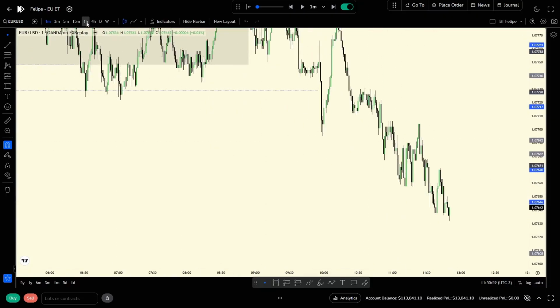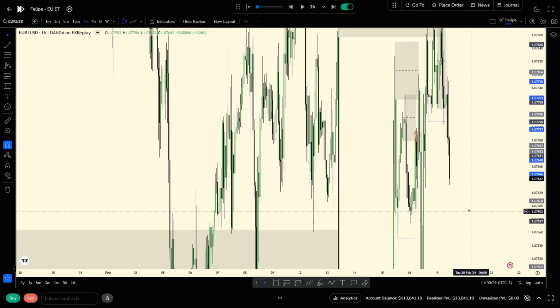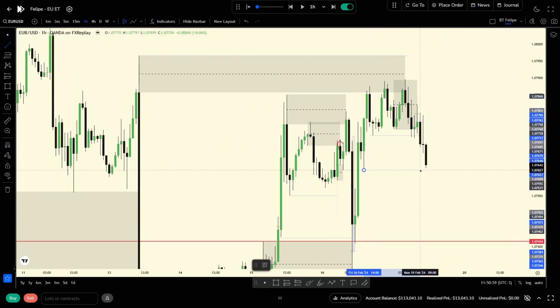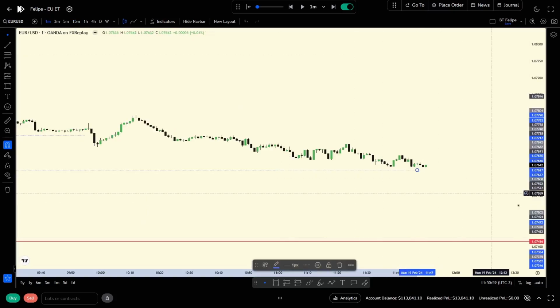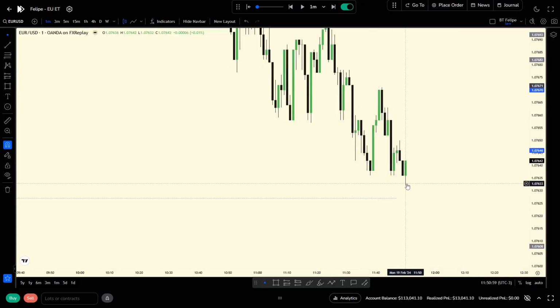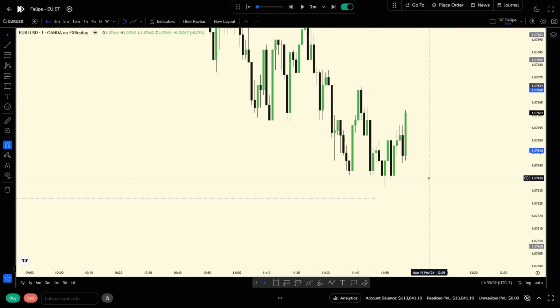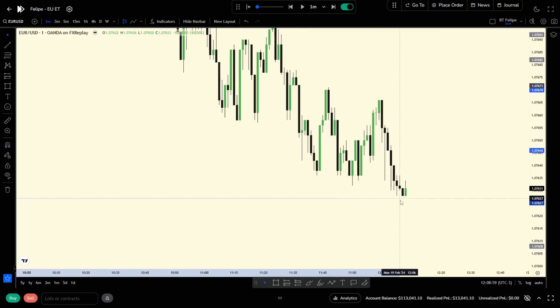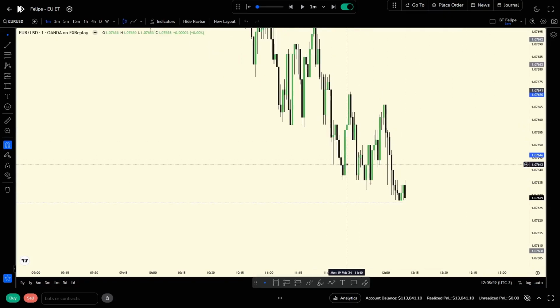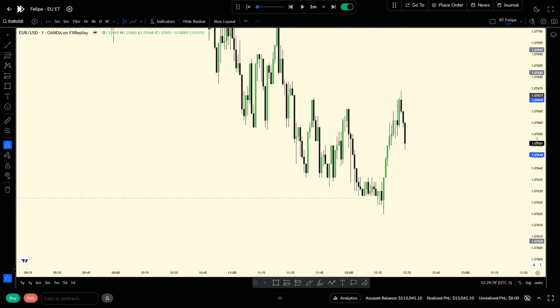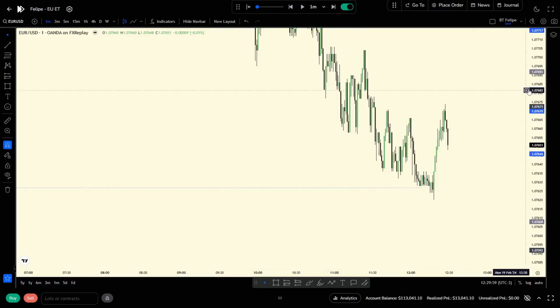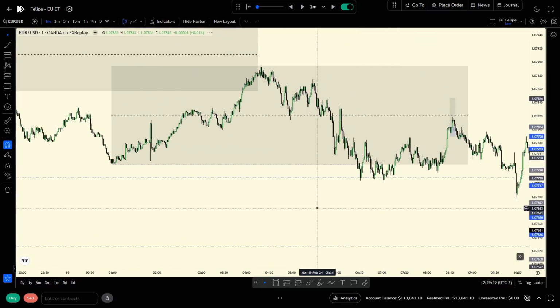There's this one. This short looks risky as well. Let's see how it goes. Yeah, just took it out and then went straight to here. Still kind of bad.